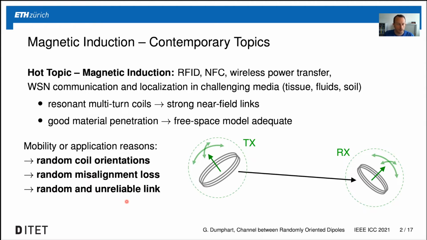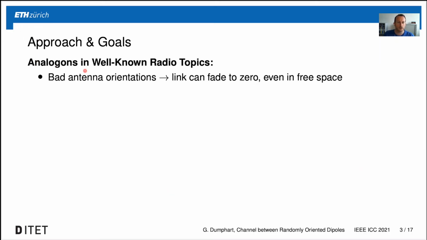And to the best of our knowledge, this is not well understood yet, especially not in terms of statistics and outage behavior. And to study that, which is the topic of this talk, we can draw inspiration from certain analogues in well-known and old radio topics, where it is well known that bad antenna orientations can cause a link to fade to zero, so you get an outage.